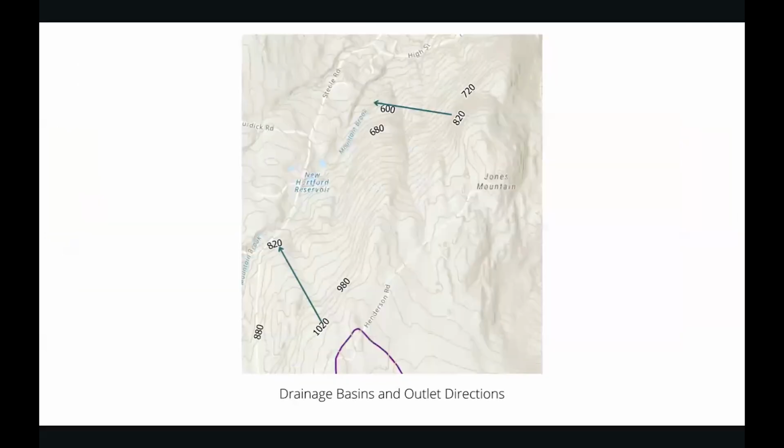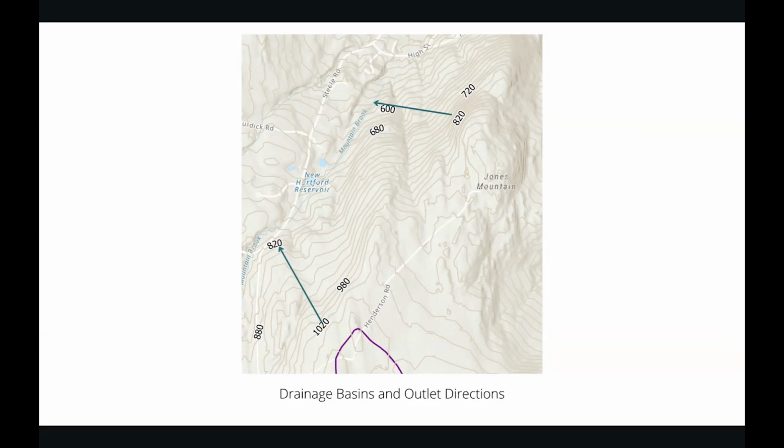Water from higher elevation flows to lower elevations. When the contour lines are closer together, the elevation is steeper and the water typically moves faster. As you can see here at the top of this image, water from 800 meters goes down to 600 meters and into a body of water called Mountain Brook.